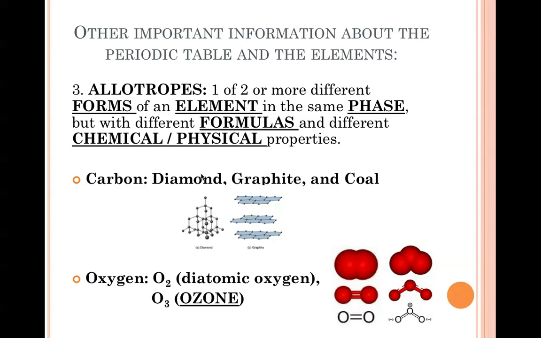So examples of carbon are diamond, graphite, and coal. Diamond and graphite are pure carbon atoms. However, because of how they're bonded and arranged, they take on completely different properties. Oxygen, the same thing. We can either look at O2 or O3. O2 meaning the diatomic oxygen that we need in order to breathe, compared to ozone, O3, which is actually damaging to our lungs. So again, different formulas, but they're both considered pure oxygen. But because of their different formulas and different arrangement of particles, they have completely different chemical and physical properties.